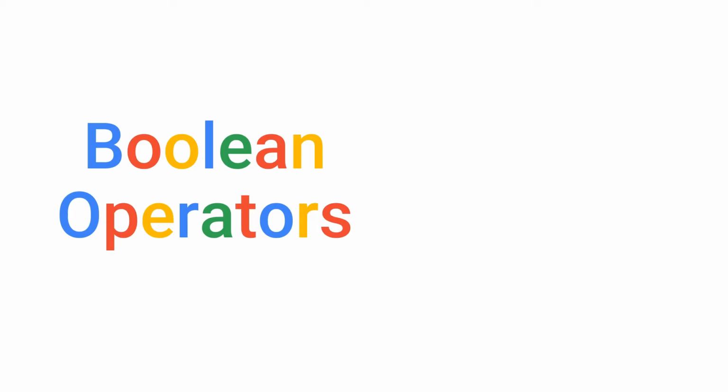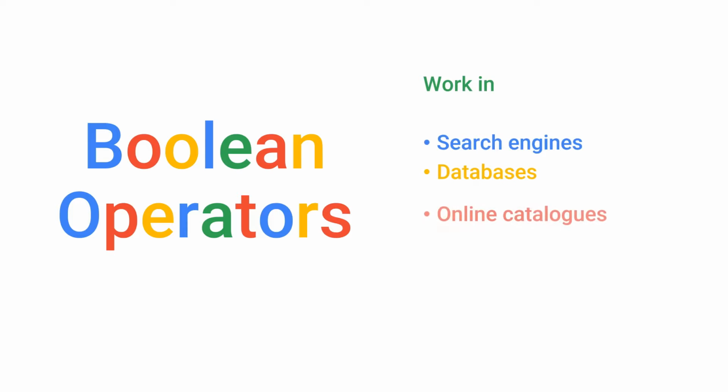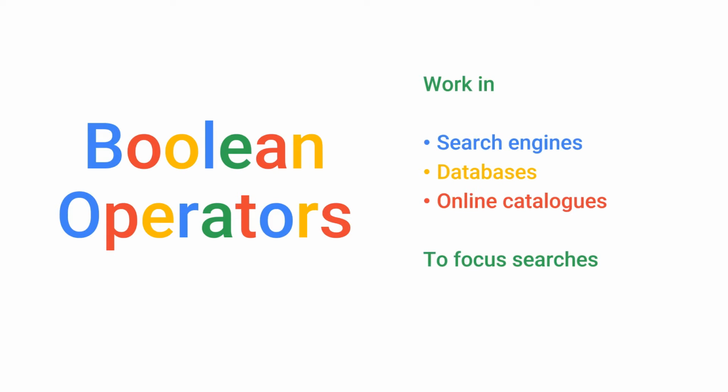We're going to talk about how to use operators, which are filters you can apply to your searches to make more targeted results or even change the nature of your query. This makes it so you can get better information faster. We'll start with Boolean operators, which are special characters that work in almost any search engine, database, or online catalog to focus searches and make it easier to find exactly what you're looking for.